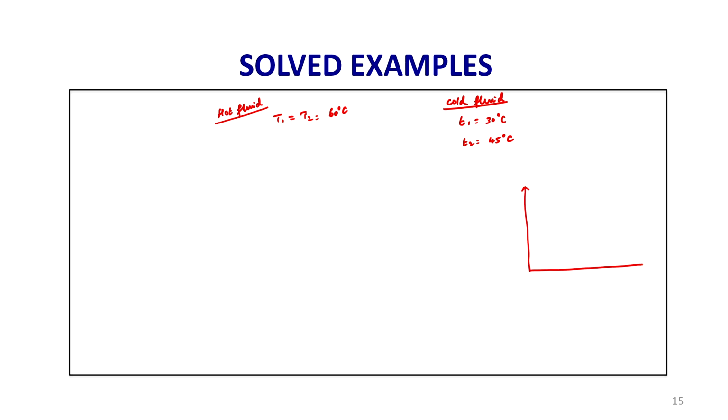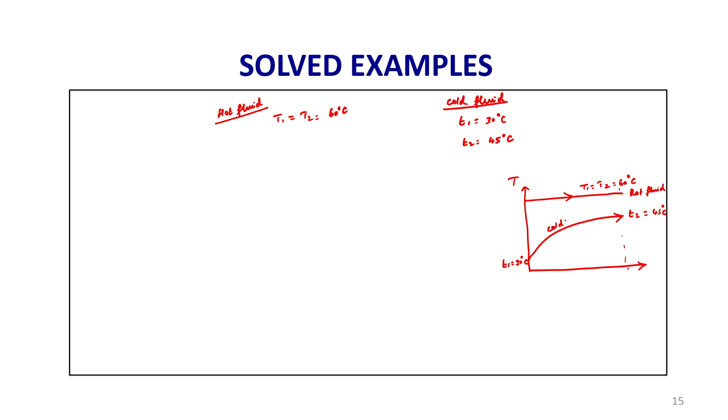Let me draw the diagram so that you will easily understand. So, this is the temperature, this is the condensation process. Here capital T1 is equal to capital T2, which is equal to 60 degree centigrade. This is the hot fluid. This is small t2, which is equal to 45 degree centigrade, and this is small t1, equal to 30 degree centigrade.